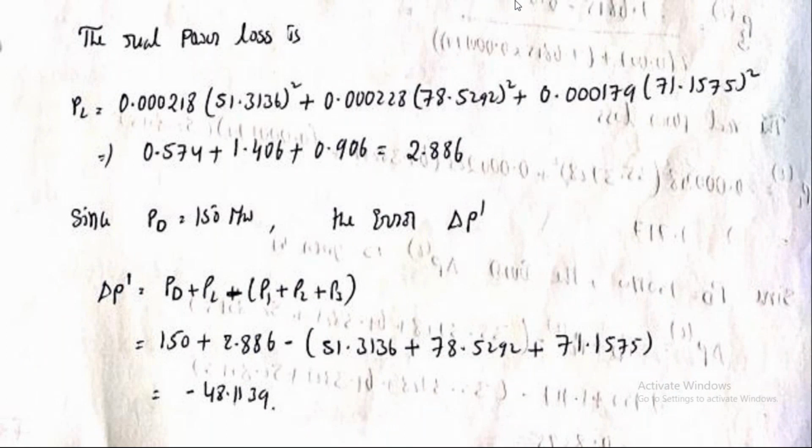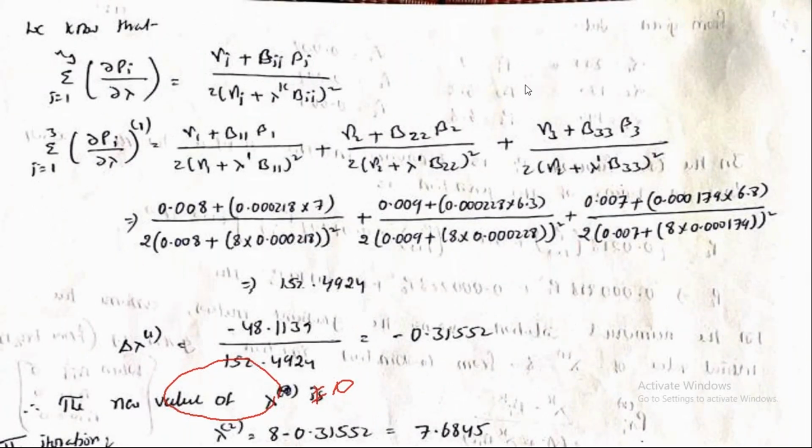So this is the error. When you substitute all these values, that is power demand, power loss value and P1, P2, P3 values, finally you will get delta P equal to minus 48.1139, but it is not equal to 0. It means it is required to update the lambda value. So let me see how we can update the lambda value. So this is the formula for updating the lambda.